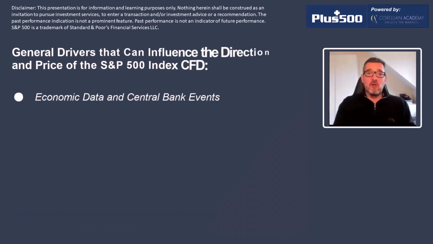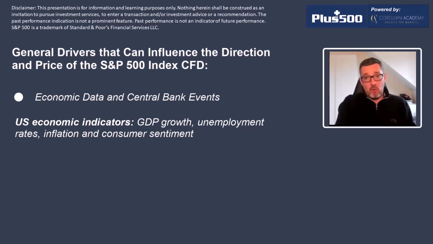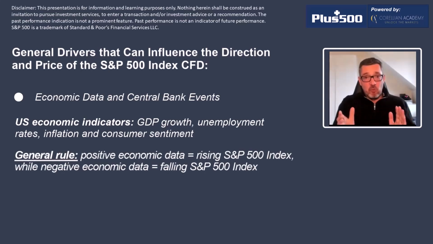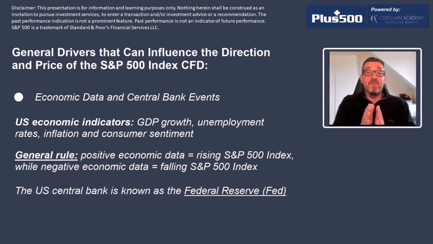The next category is economic data and central bank events. US economic indicators such as GDP growth, unemployment rates, inflation, and consumer sentiment can affect investor confidence and consequently the S&P 500 index. As a general rule, positive economic data correlates with a rise in stock index, while negative data can lead to declines. However, the big caveat to this is how the outcome of these economic data releases impacts central bank policy. The US central bank is known as the Federal Reserve, or Fed for short, and their policies, particularly changes in interest rates, can have a big influence on sentiment and the direction of the S&P 500 index.